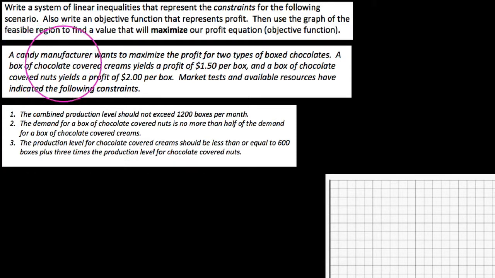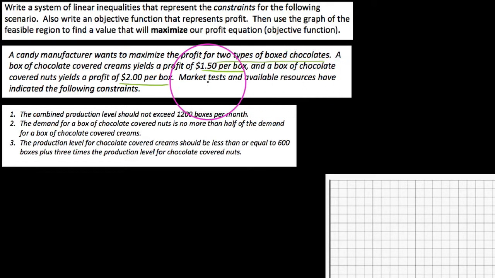So here's what we have. A candy manufacturer wants to maximize the profit for two types of boxed chocolates. So we have two types of chocolates, kind of a key thing to pay attention to here. A box of chocolate covered creams yields a profit of $1.50 a box, and a box of chocolate covered nuts yields a profit of $2 a box. So those seem pretty important to us here.